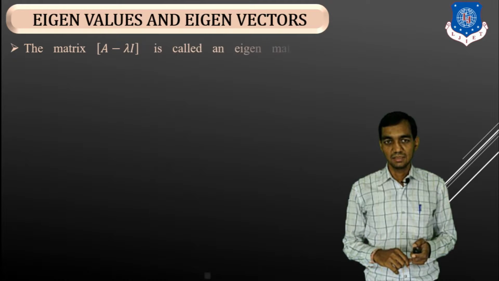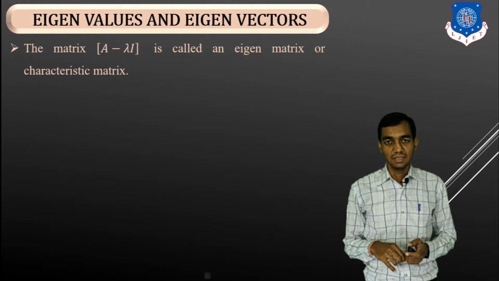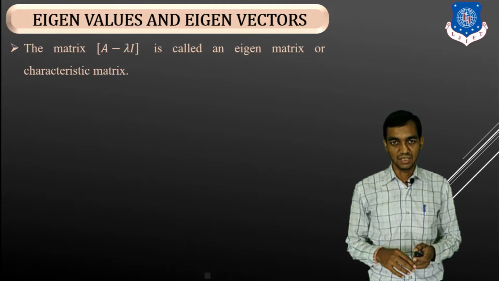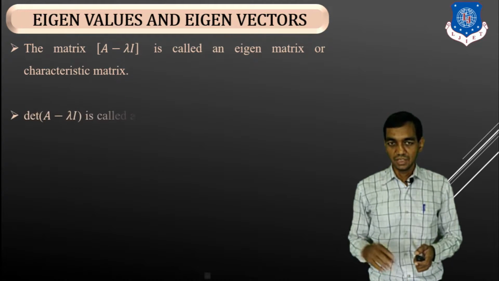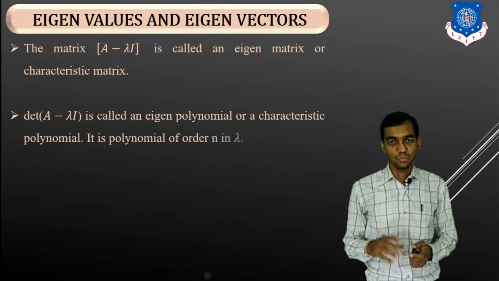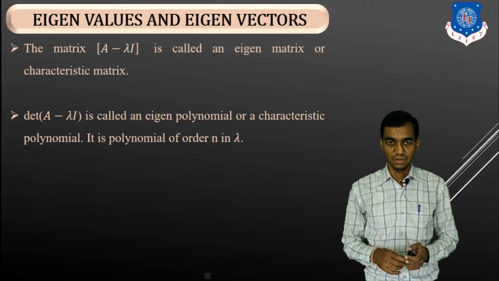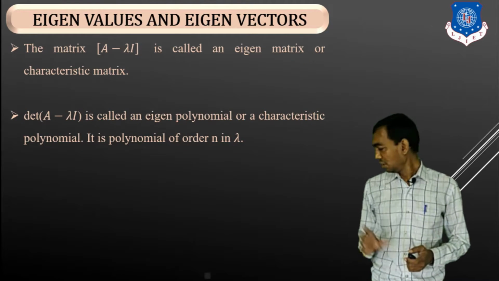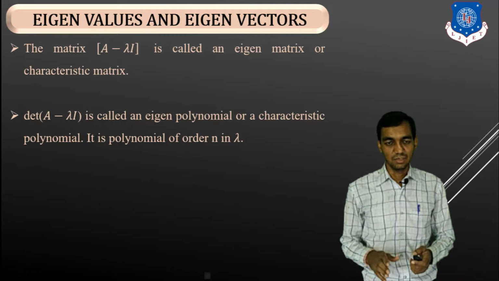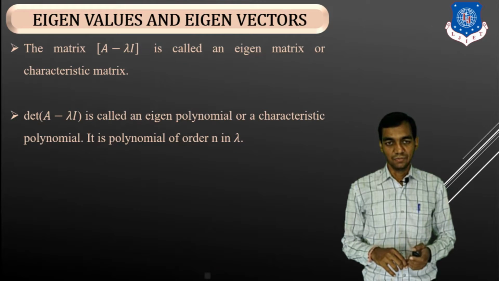Now, the matrix A minus lambda I that we have is called the eigenmatrix or characteristic matrix. And the determinant of A minus lambda I is called the eigenpolynomial or the characteristic polynomial. The polynomial of lambda has order n. That means this is a polynomial of order n.